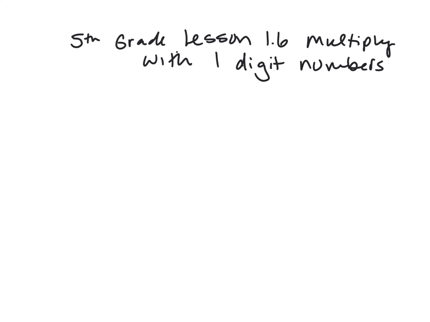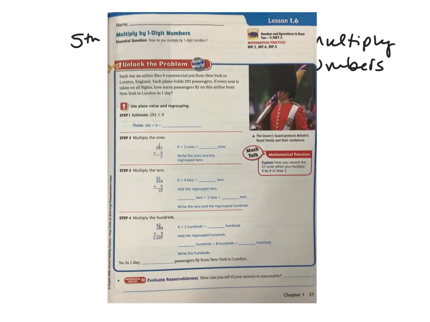Fifth grade lesson 1.6 is a review lesson from last year, multiplying with one-digit numbers. Our essential question is, how do you multiply by one-digit numbers? To unlock the problem, each day an airline flies 9 commercial jets from New York to London, England.